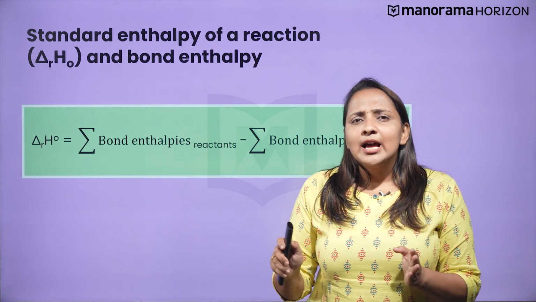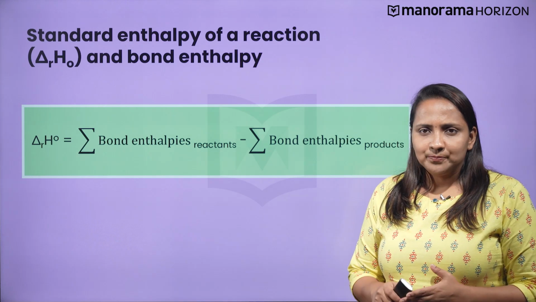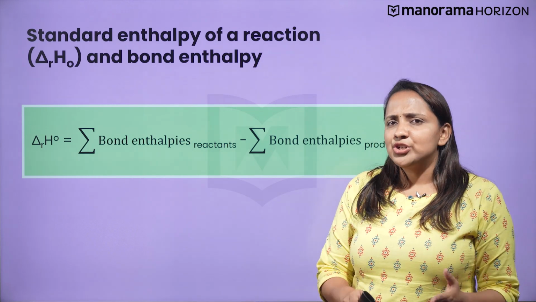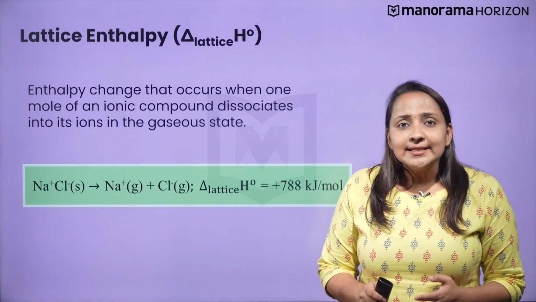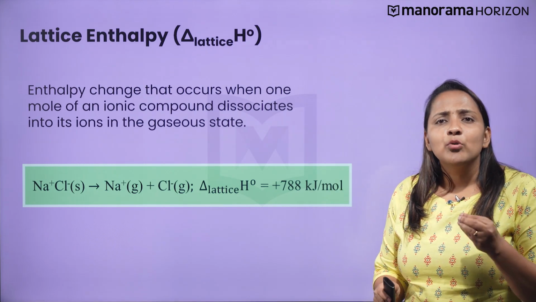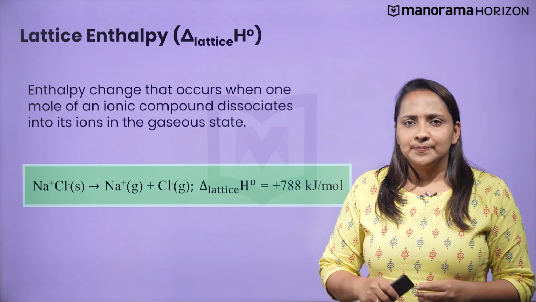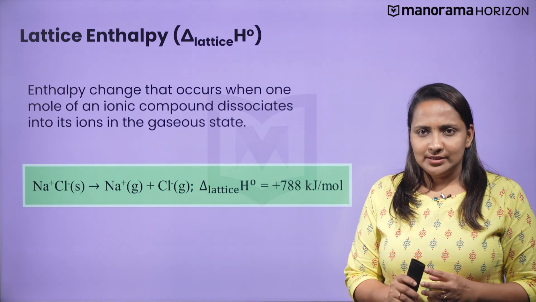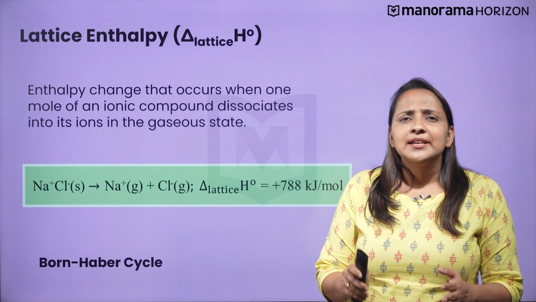In fact, bond enthalpies of the reactants and products may be related to the standard enthalpy of a reaction. And this is valid when all the reactants and products in the reaction are in their gaseous state. Next, let us understand lattice enthalpy. The lattice enthalpy of an ionic compound is the enthalpy change that occurs when 1 mole of an ionic compound dissociates into its ions in the gaseous state. However, it is impossible to determine lattice enthalpies directly by experiment. Hence, an indirect method called the Born-Haber cycle can be used to obtain lattice enthalpy.